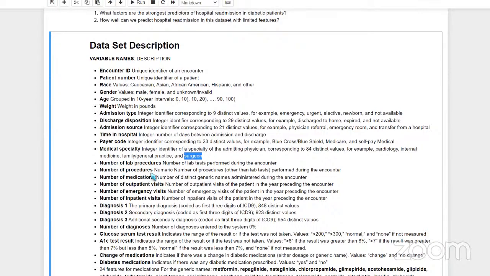And number of procedures. Other than lab tests, whatever procedures have been performed are listed in this. So it is the numeric total number of procedures performed. Then number of medications, so the number of distinct generic names administered in the encounter. So what distinct medicines have been administered? Then we have number of outpatient visits.